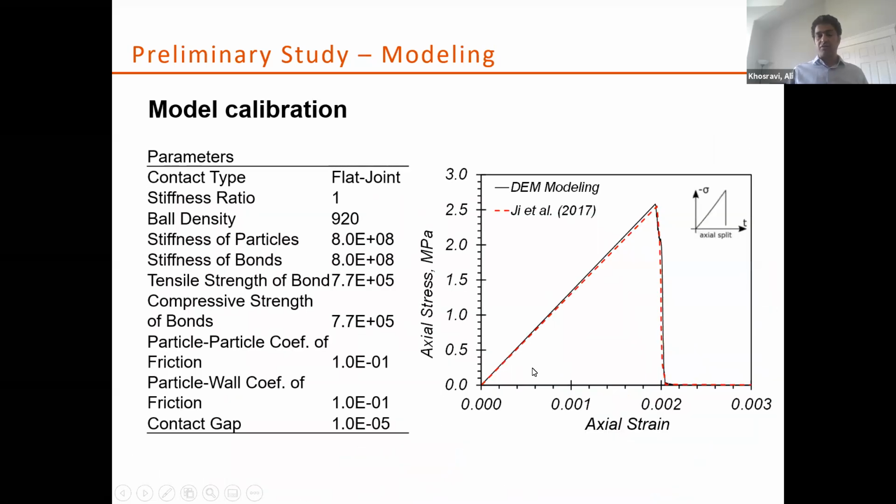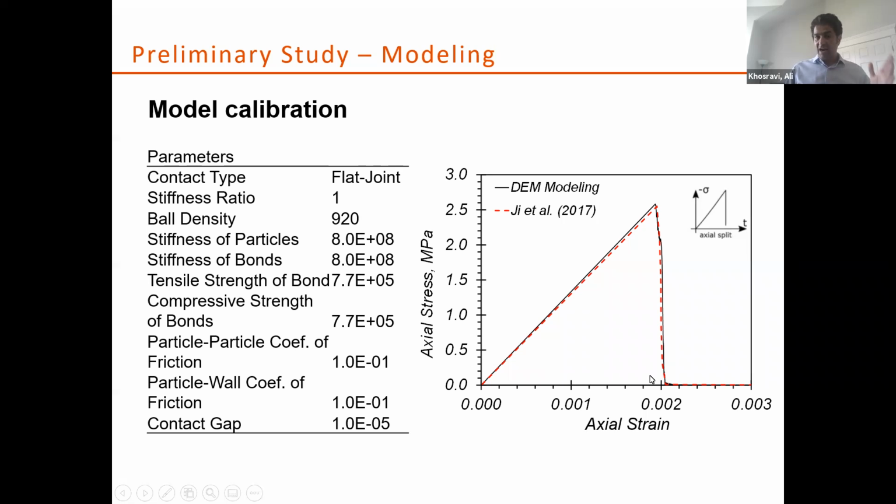The parameters we had for these flat joint models, you can see them here. We had ball density, some stiffness parameters, some strength parameters, friction, and then we have this contact gap, based on which the program decides which particle is bonded and which one is not. Here you can see the results of our simulations in comparison with the results of G et al. in terms of axial stress versus axial strain. You can see from this that we were able to capture their response well.